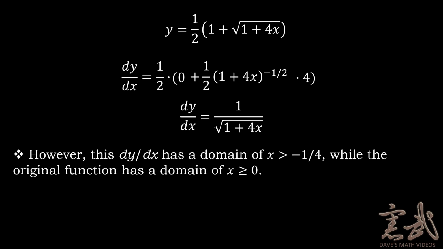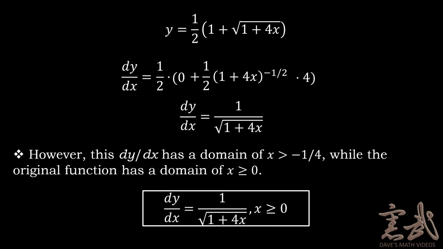However, we have to be careful once more because this expression has a domain of x greater than negative 1/4. However, the original function has a domain of x greater than or equal to 0. Therefore, for clarity, we will write down that the derivative dy/dx is equal to 1 over the square root of 1 plus 4x, for x greater than 0.